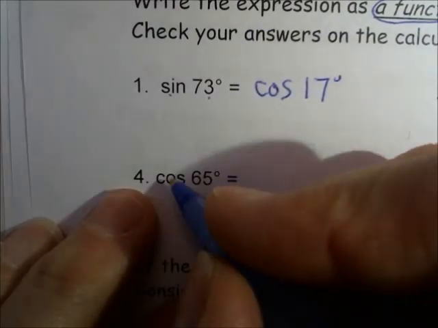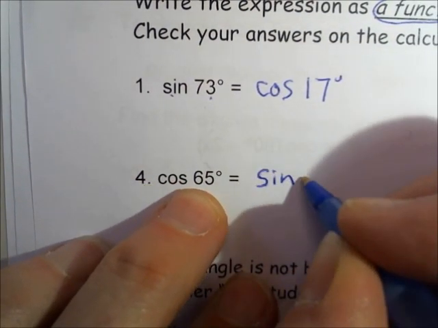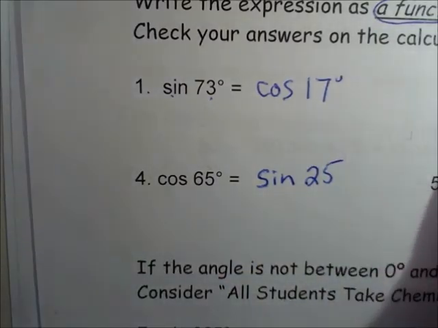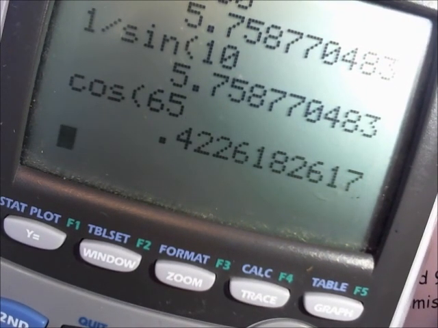Next, a cosine turns into a sine. 65 complement is 25. Let's see, cosine is 65. Let's see if that's the same thing as the sine of, what do we say, 35 or 25?